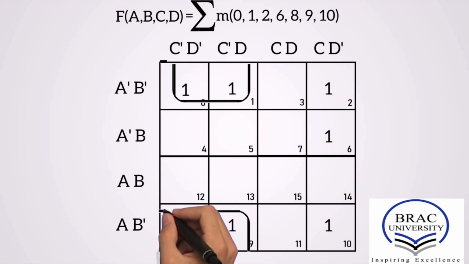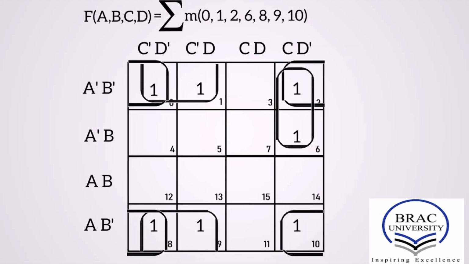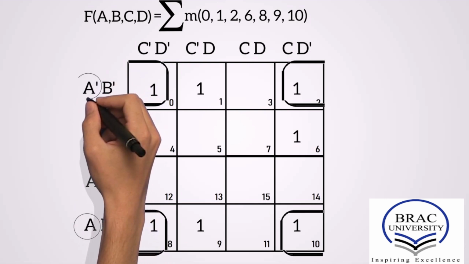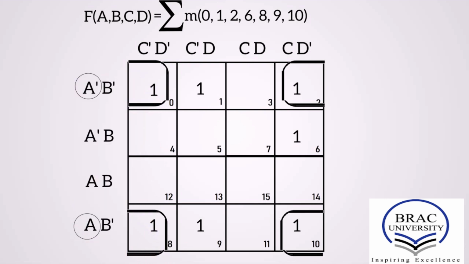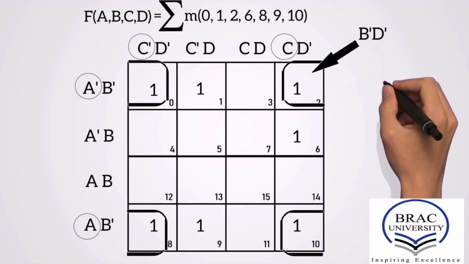Here, we will have 3 groups, so we need to figure out their values. The first group is formed using the folding rules. So if we fold the K-map, we get 4 corner ones in a group. So in this group, we can see that A prime and A don't match. Similarly, C prime and C don't match. So our common variables are B prime and D prime.